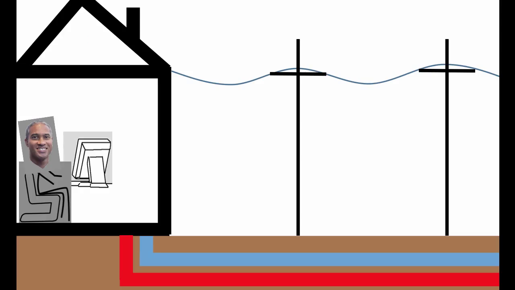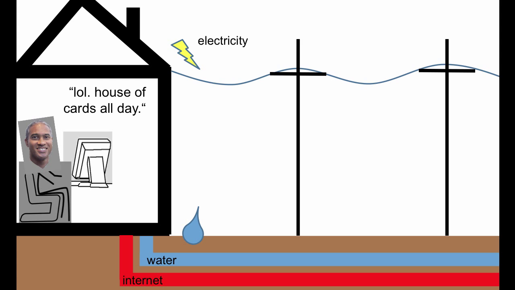Unlike the utilities we consume in our homes, like electricity or water, for which we're charged by the amount we consume, in the US we pay a fixed price regardless of how much internet we use. ISPs have tried usage-based pricing in the past, but were met with resistance.